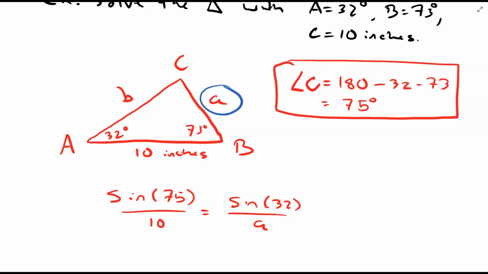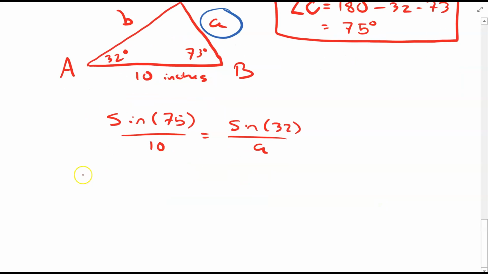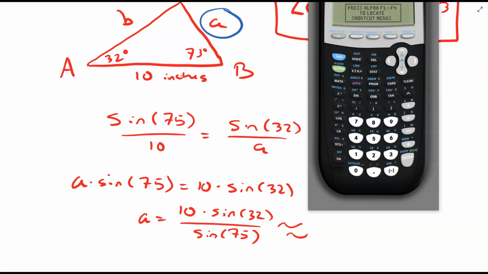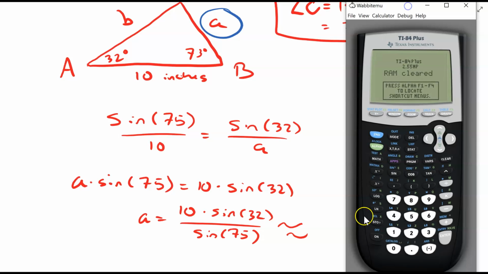And now I just need to solve for A. So what I like to do is I like to cross multiply. That gives me A times sine 75 equals 10 times sine 32. And then I can divide both sides by sine 75. And then it's calculator time. When I type this into my calculator, what mode should I be in? Degrees, very good. How do I know I should be in degree mode? I'm using degrees in the problem.